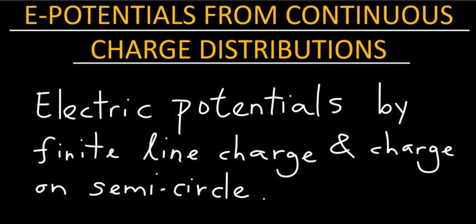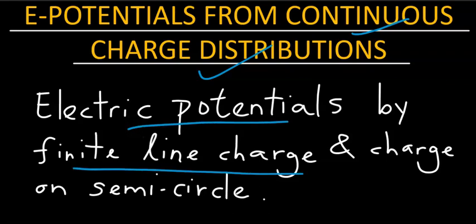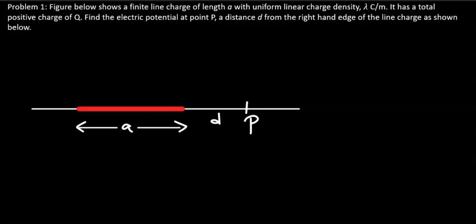In this video, we will show you how to calculate electric potentials from continuous charge distributions. In particular, we will look at electric potentials created by finite line charge and continuous charge distributions on a semicircle. Let's look at our first system.